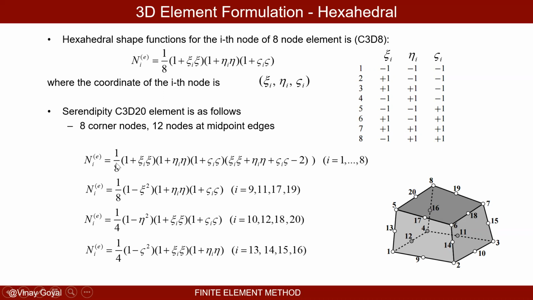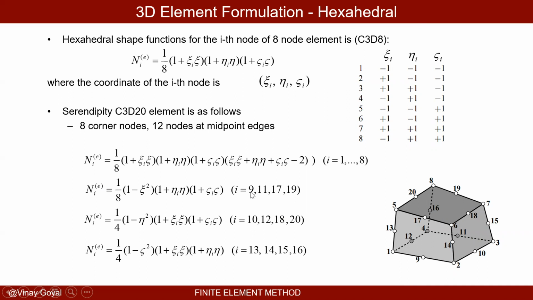So same procedure, use the same approach. And so the first 8 shape functions are the corner nodes. You can use the same table to recover the first 8 shape functions. The next ones, I'm not giving you the whole table for them.